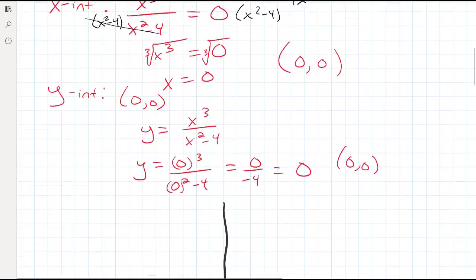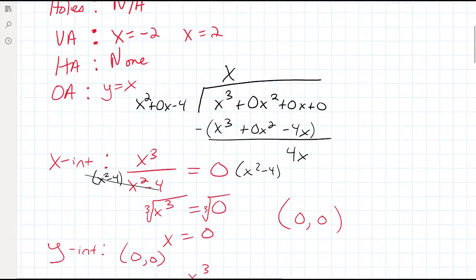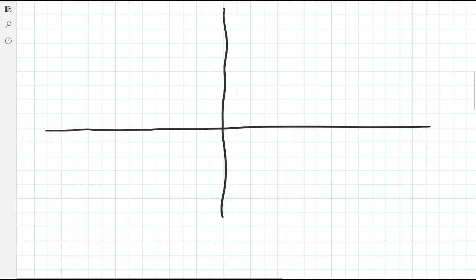But let's talk about vertical asymptotes. Vertical asymptotes, you're going to have them at plus and minus 2. So let's do that here. I'm going to indicate them with the dotted line here. So the green dotted vertical line here is our vertical asymptote. That's positive 2. We also have one at negative 2.